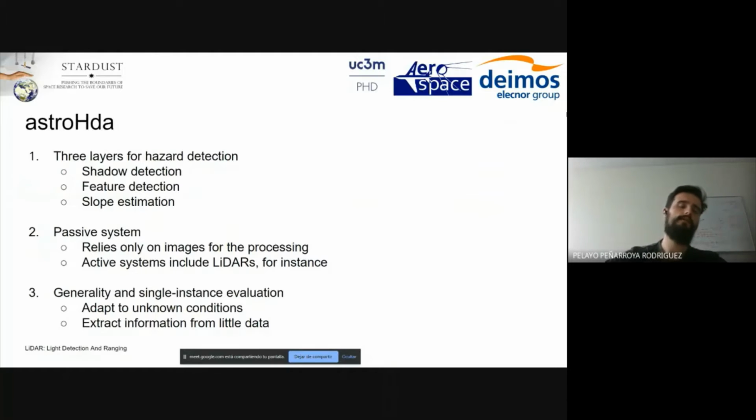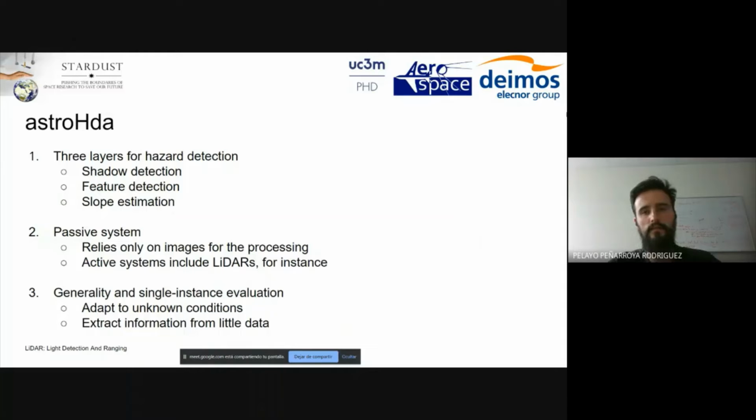So Astro HDA is composed of 3 layers for hazard detection, namely shadow detection, feature detection, and slope estimation. And it's a passive system, meaning that it relies only on images. Active systems typically include LiDARs, for example, which are systems that emit a signal and then receive it, so they are actively learning about the environment. This is the difference between passive and active systems.